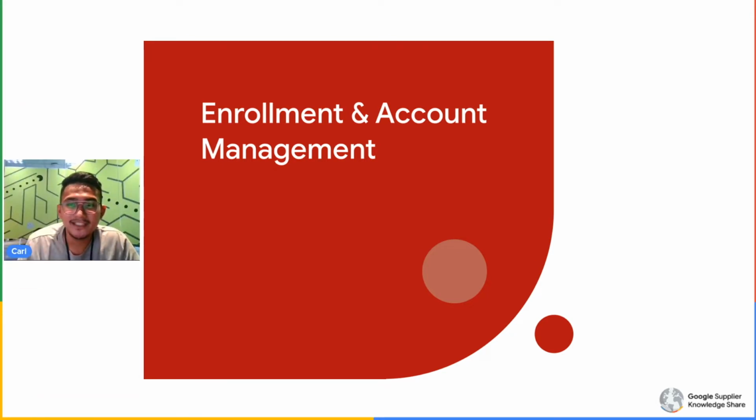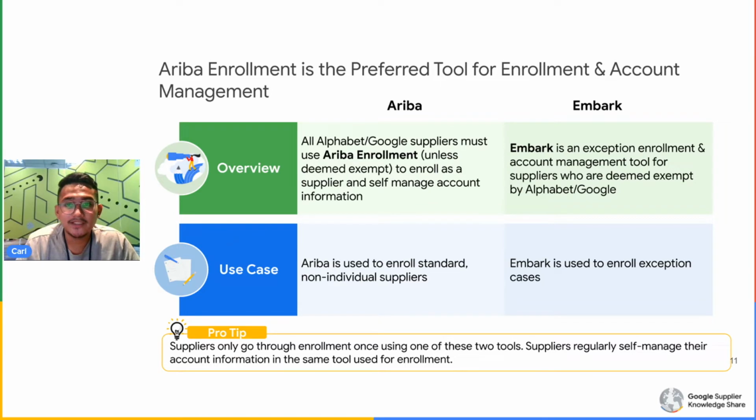Thank you, Eliza. Hello guys, I know you don't have the whole day for this session, so let's get started. So in enrolling a supplier in our system, we have two tools. This is the SAP Ariba and the Embark tool. And in standard process, we use SAP Ariba in enrolling a supplier in our system. It is an e-procurement tool provided by SAP, and currently Google uses this tool for purchasing related activities and to gather supplier information. In this case, Ariba is used to enroll standard and non-individual suppliers.